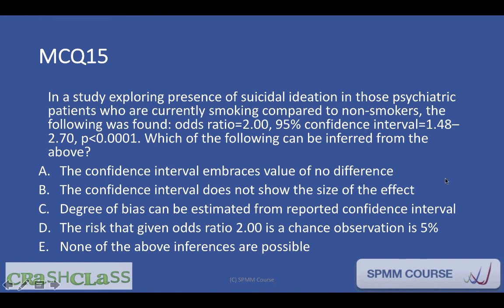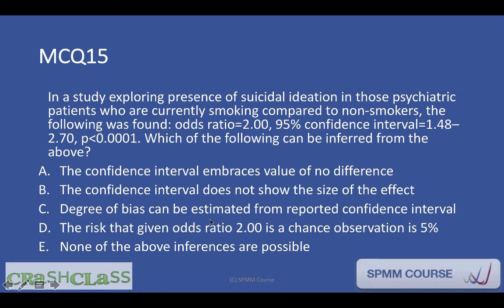In a confidence interval, you can also see the significant level, whether it's significant or not. You can look at it by looking at the range and whether the value of no significance is contained within it or not. At the same time, we can also know the effect size. So A is wrong, B is wrong.